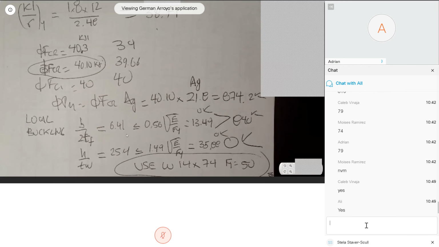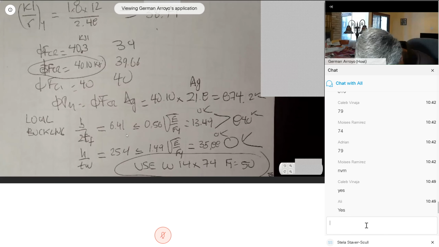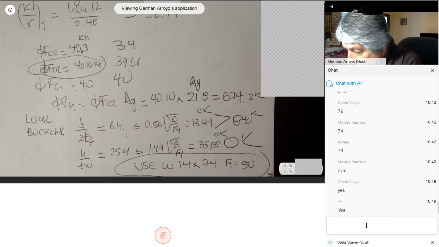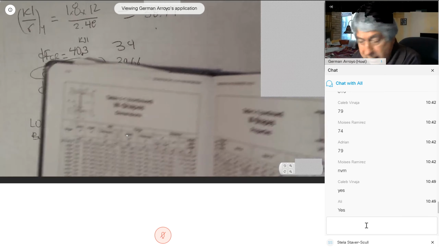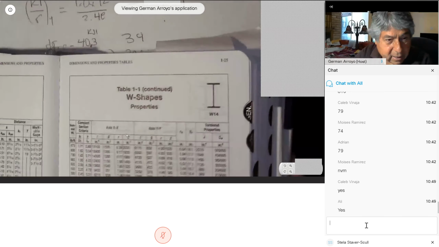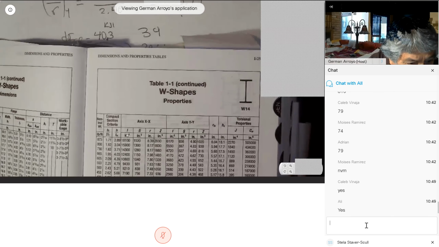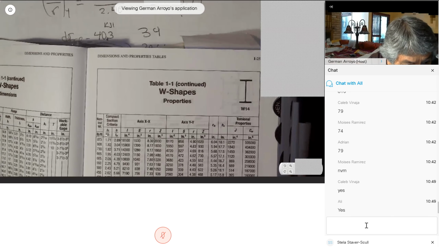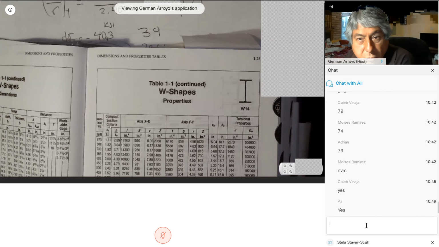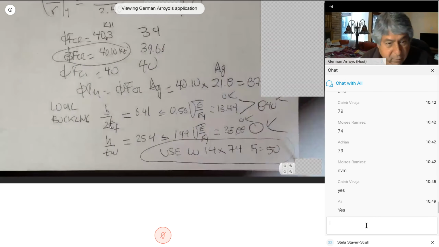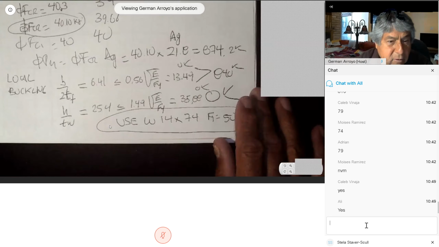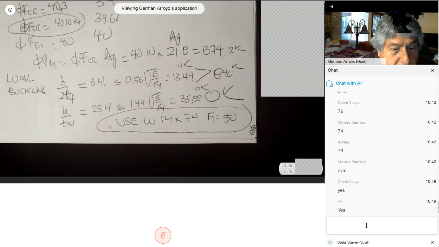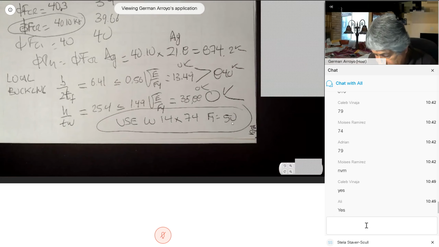Okay. Just in case, W14 by 74 is on page, chapter 1, page 24. And on the second page, you can see that it is given as b over 2 times the thickness of the flange, and h over t. So that's where I found those numbers. Once you find the number, you say, look, use W14 by 74, Fy equal to 50.